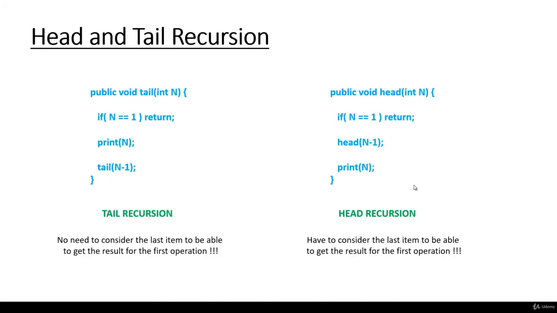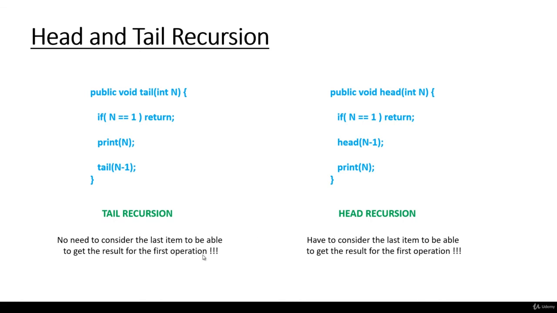What about head recursion? As far as head recursion is concerned, again we have to define the base case, then we call this function recursively, and finally we do a given operation. As you can see, it is the exact opposite of what we have done with tail recursion. So first we call this method recursively, and then we print out the value of n, and this is why we have to consider the last item to be able to get the result for the first operation.